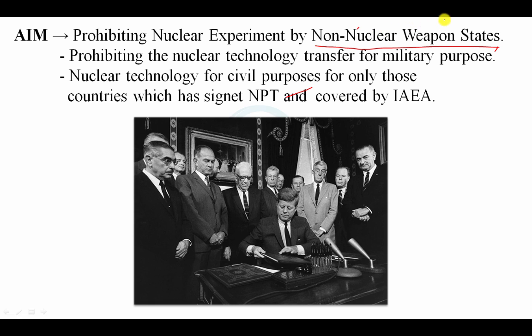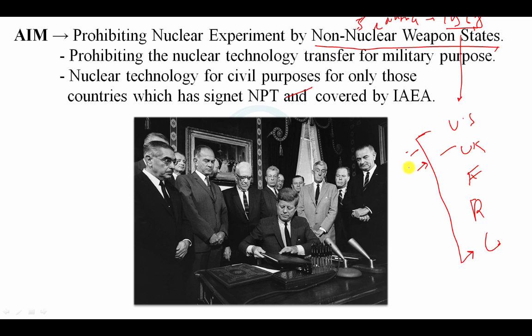Apart from the 5 countries which did their nuclear experiment previously, before 1968, the names of those nations are UK, US, France, Russia and China. These are the 5 nuclear weapon states. They did their nuclear experiment before 1968, and that's why they are known as nuclear weapon states. And these 5 nations are also the permanent members of the United Nations Security Council.